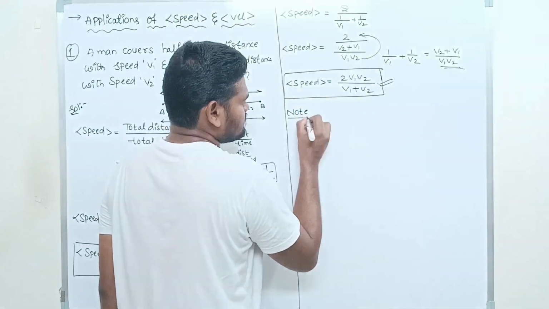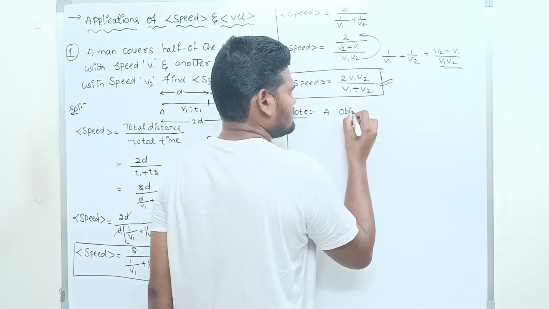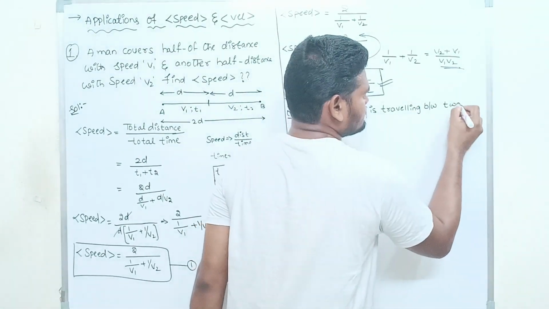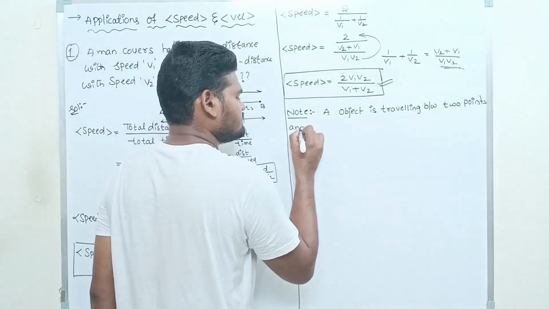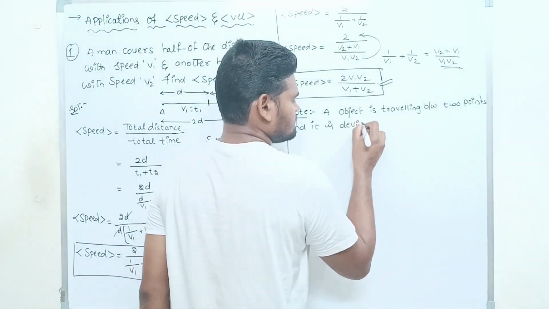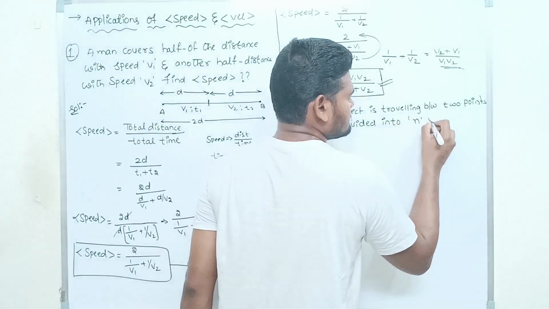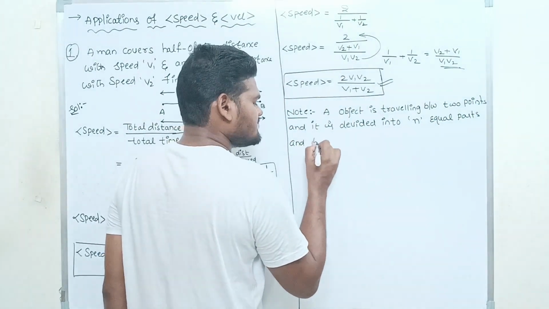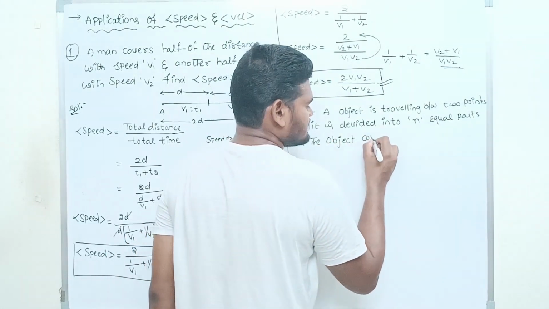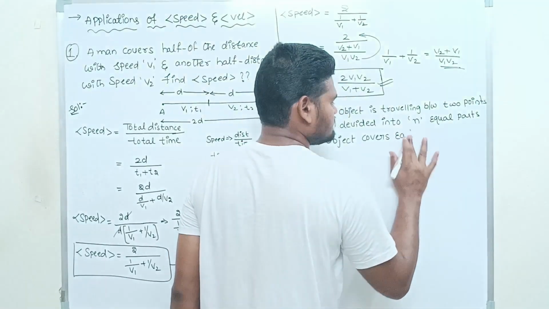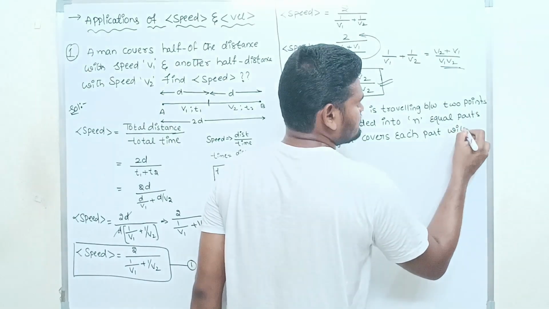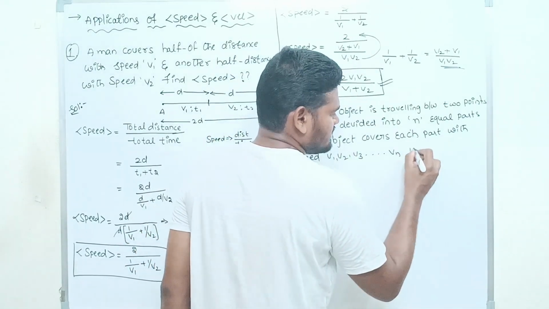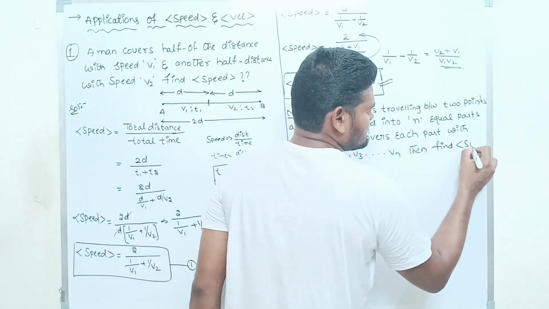Note. An object is traveling between two points and it is divided into n equal parts, and the object covers each part with a speed v1, v2, v3, and so on up to vn. Then find out the average speed.